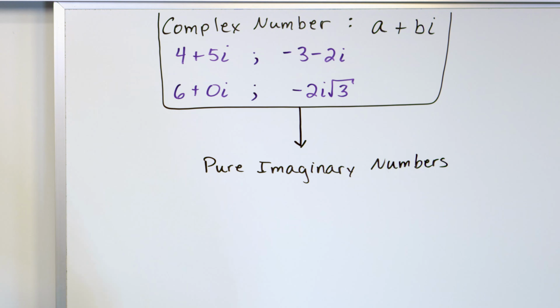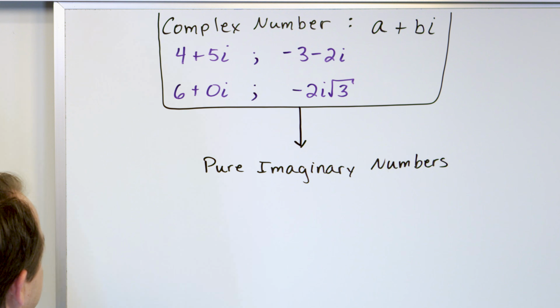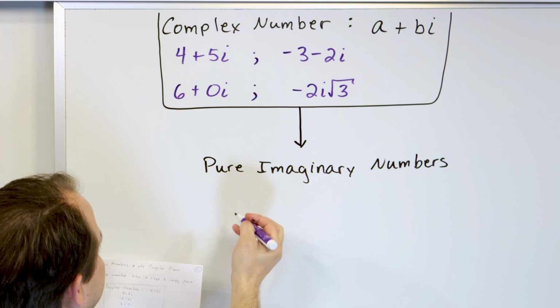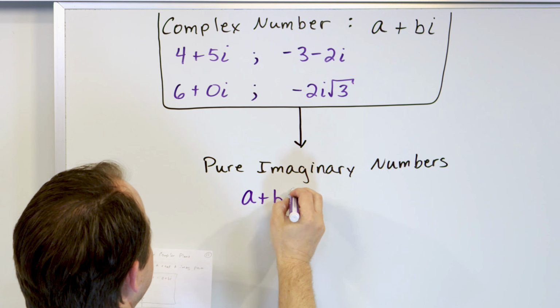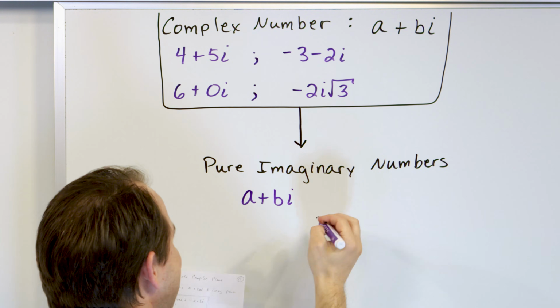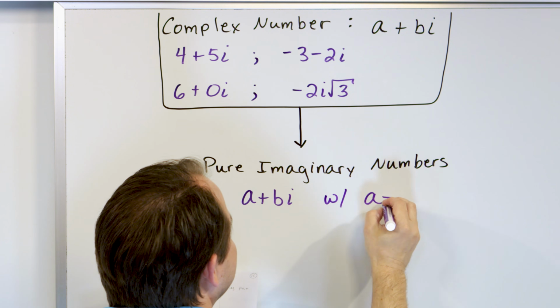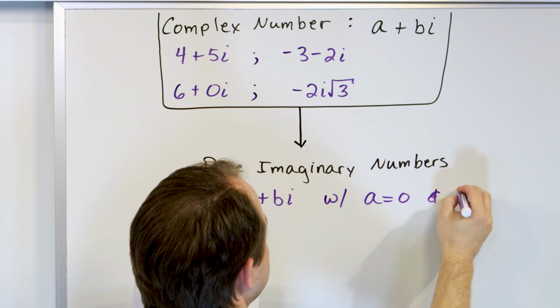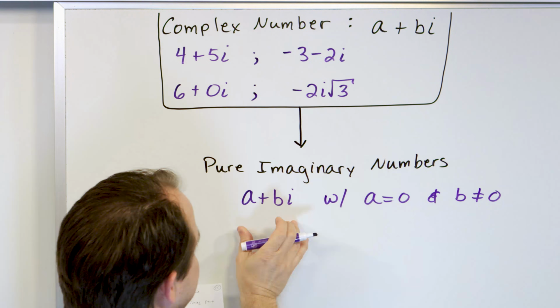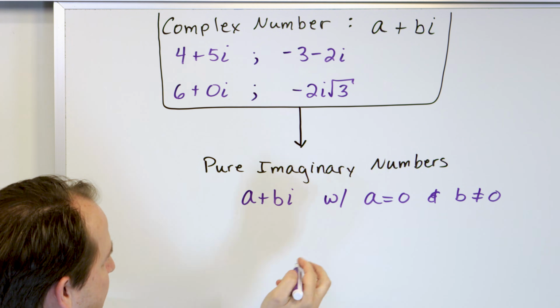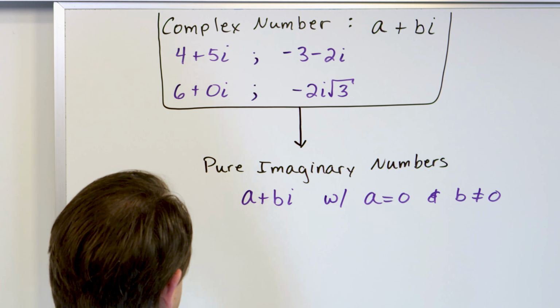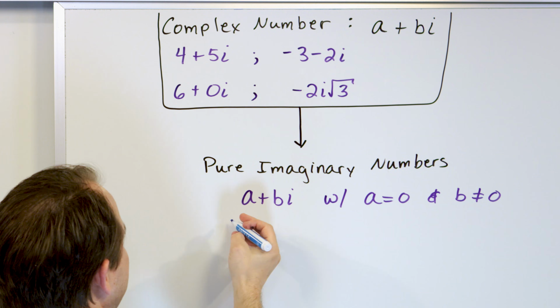Pure imaginary. Those are numbers with basically just i, right? And so what kind of examples would that be? Well, it's going to be, for instance, a plus bi, which is a general form of a complex number, however, with a set to 0 and b not equal to 0. In other words, it's a complex number, but we set the real part to 0, and then this part is non-zero.